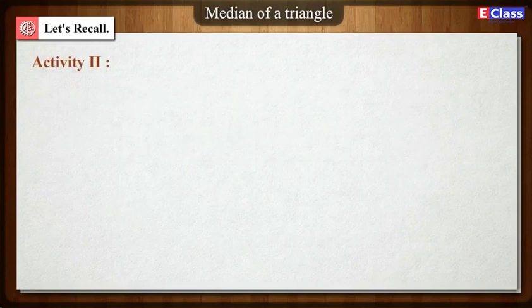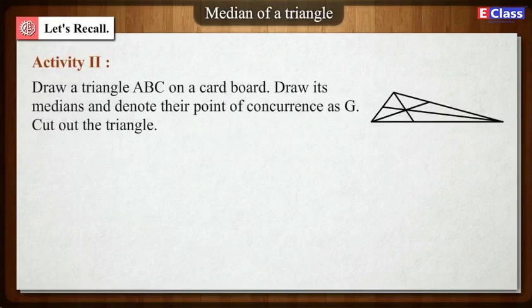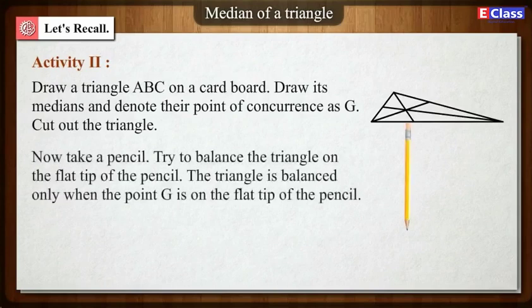Activity 2. Draw a triangle ABC on a cardboard. Draw its medians and denote their point of concurrence as G. Cut out the triangle. Now, take a pencil. Try to balance the triangle on the flat tip of the pencil. The triangle is balanced only when the point G is on the flat tip of the pencil.